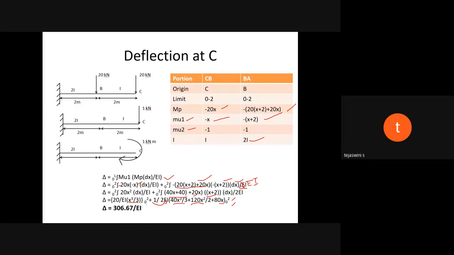Please check. Ma'am, shouldn't it be 40x square by 2? Sorry? See here, I just multiplied this x here. 40x into x is 40x square. Integration of 40x square will be 40x cube divided by 3, right? Yes, ma'am, got it.